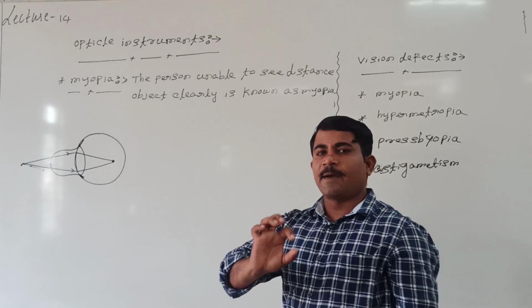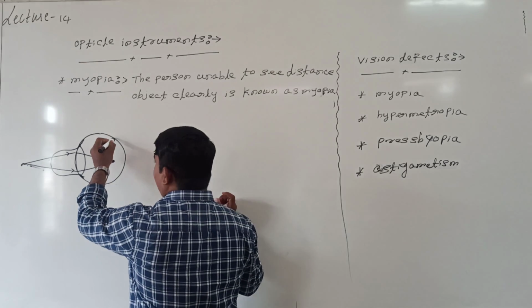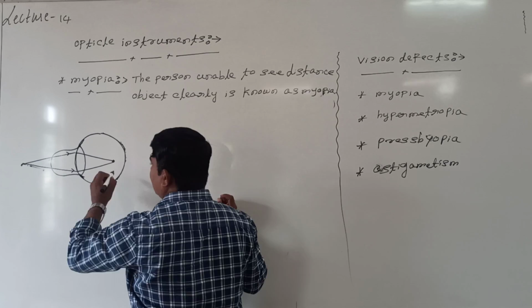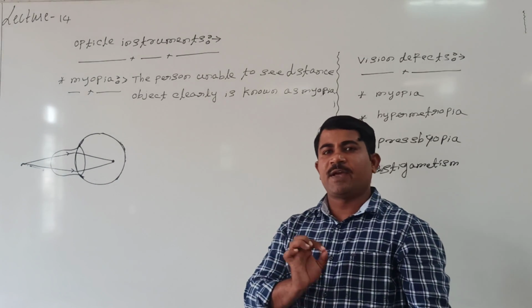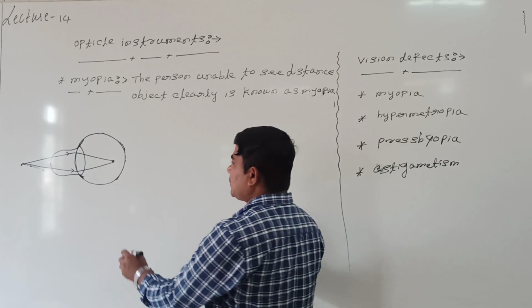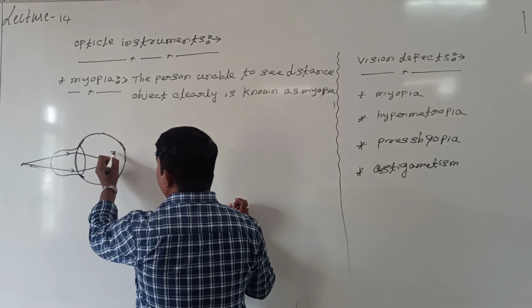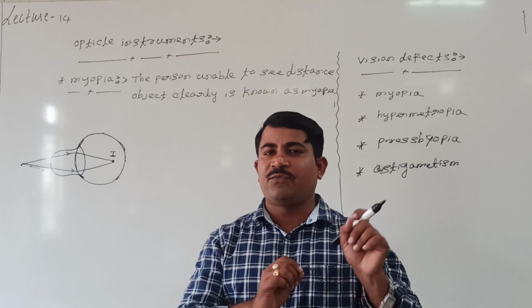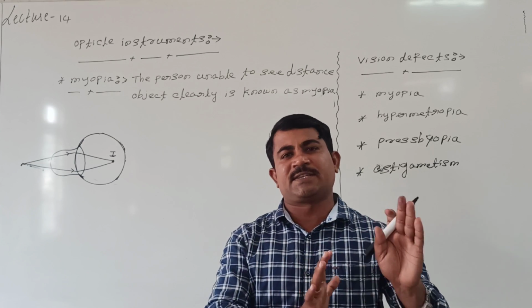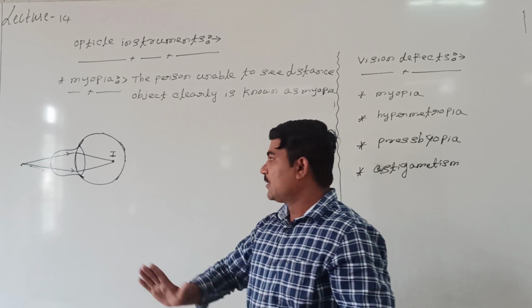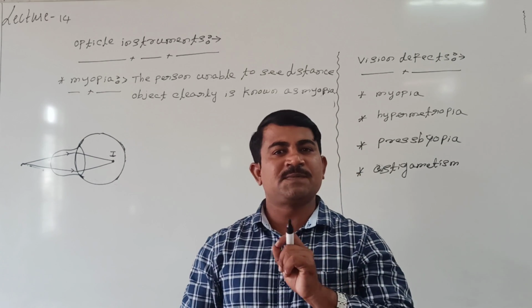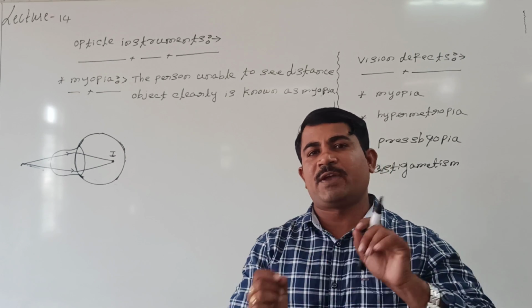Actually, where the ray of light meets, the ray of light must meet on the retina. Then only the person is said to have a normal human eye. But here, the image exactly appeared in front of the retina. Due to what? Due to decrease in focal length, due to increase in size of the eyeball. So this defect is what you are calling myopia. Then how can this myopia be corrected?